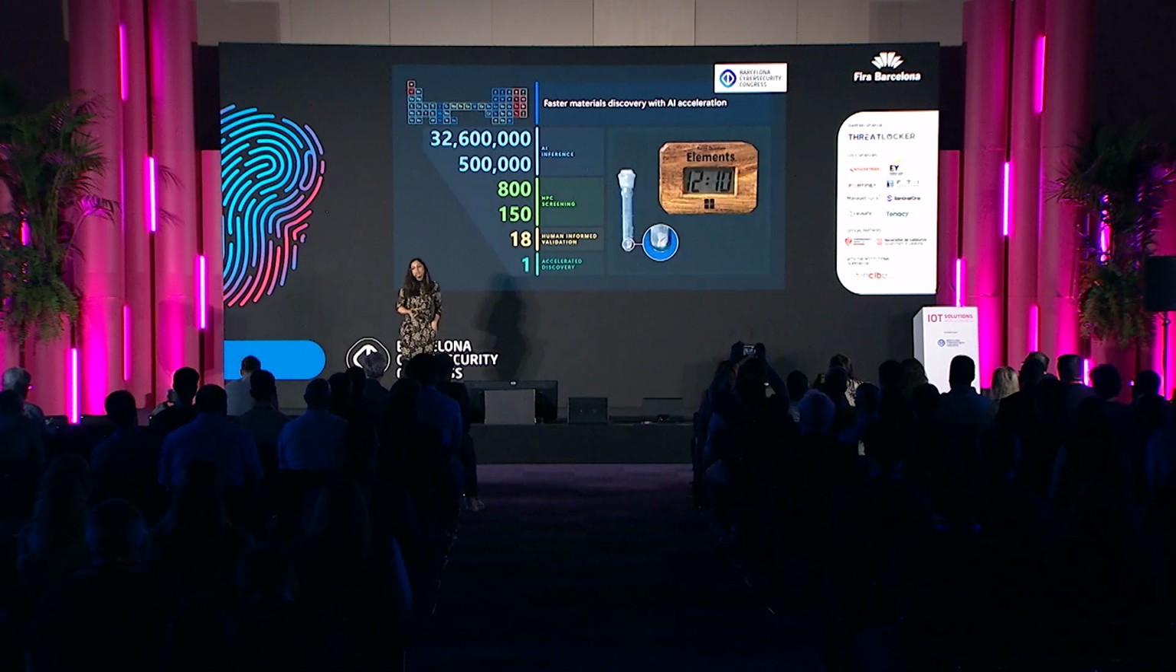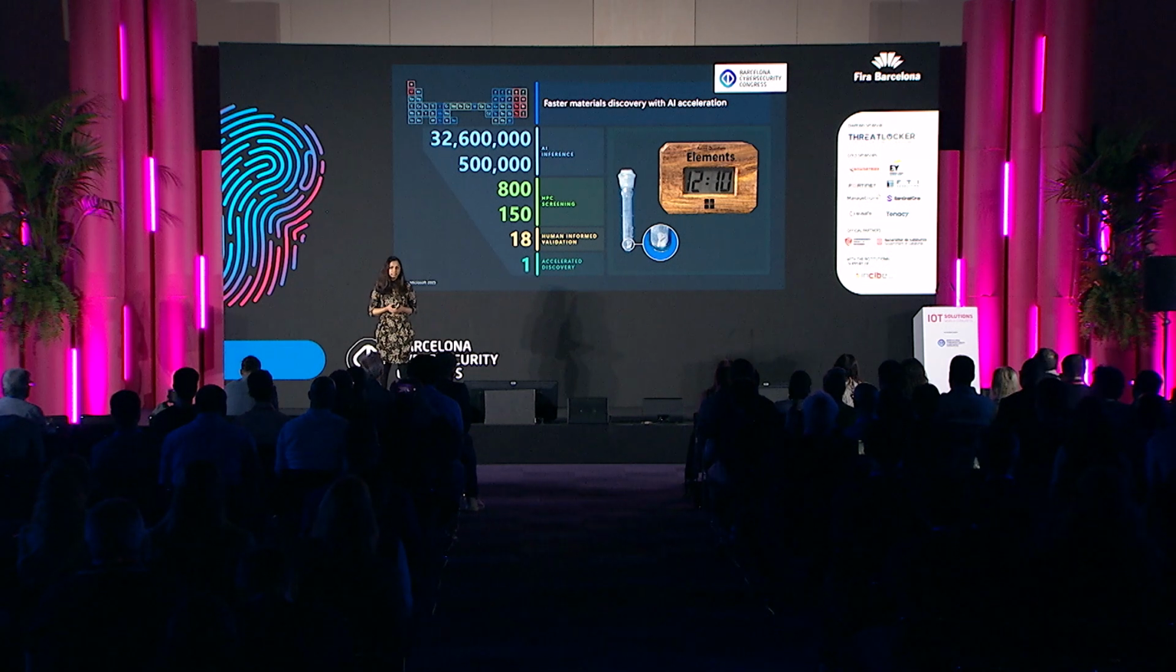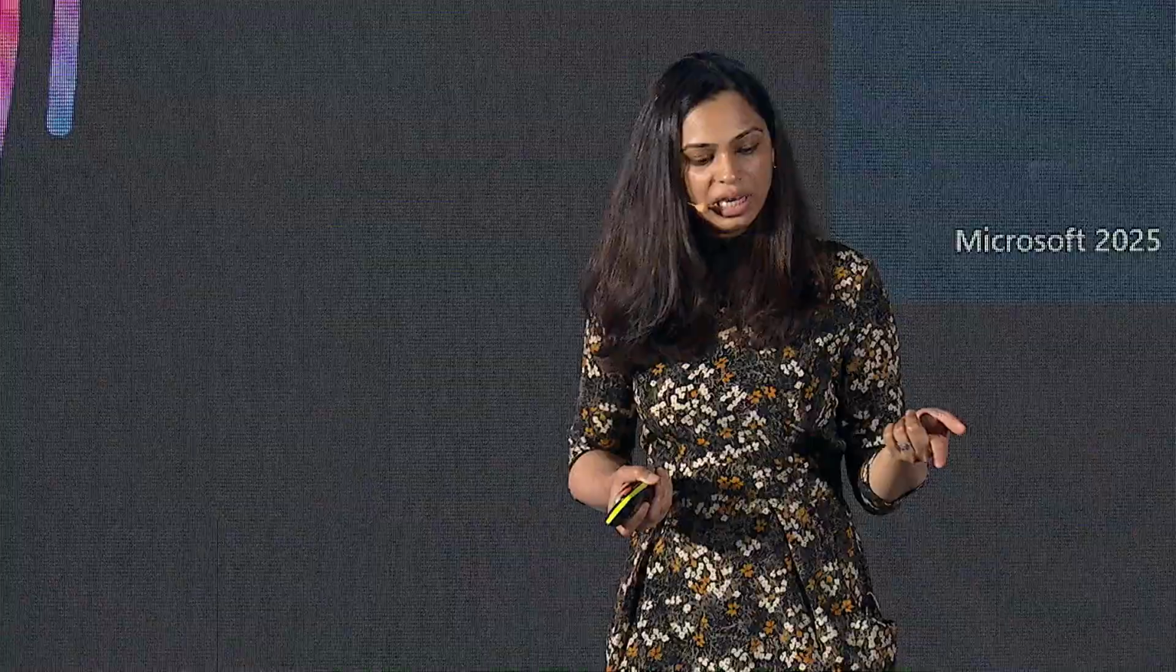This is a new material that we actually created using Azure Quantum Elements with Pacific Northwest National Lab from the US. We could create a new battery material in 6 months instead of decades. Actually, it takes years and years to create a new battery material. And the battery that you see there is actually real, and we have a clock that is fueling through that.